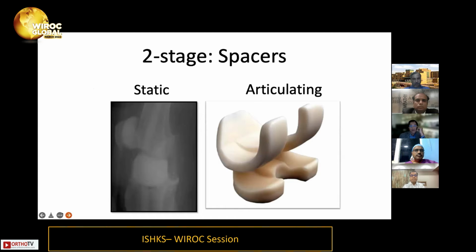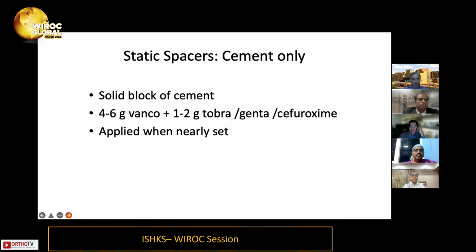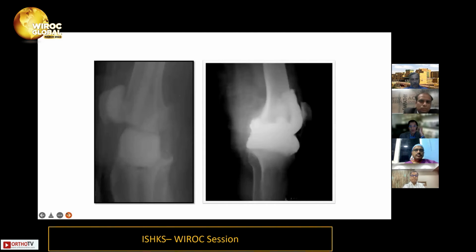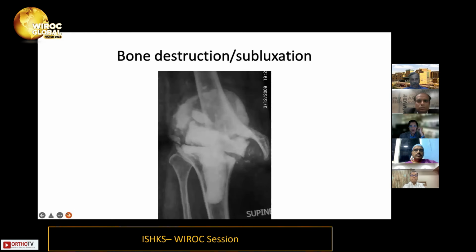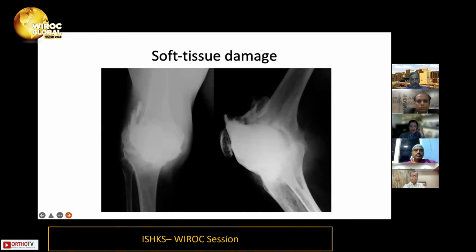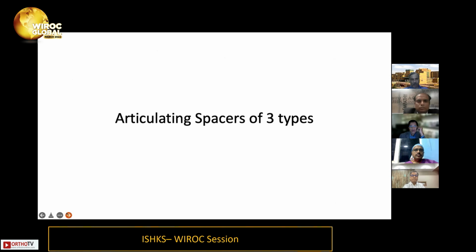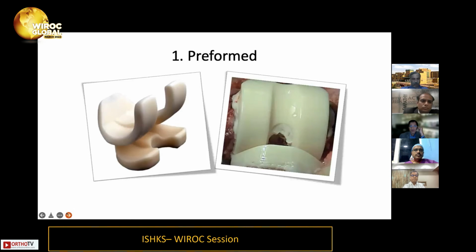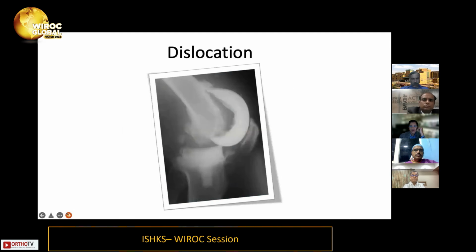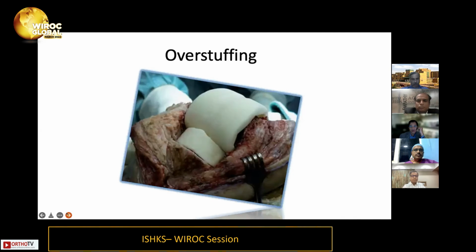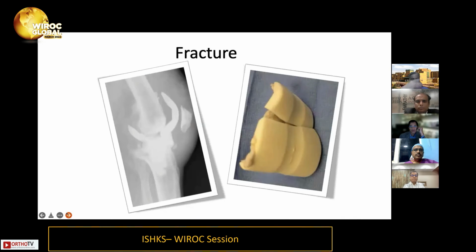A 2-stage exchange is done using a spacer in the interim period. These could be static or articulating. The static ones are a solid block of cement with a huge amount of antibiotics. An example. These can extrude or dislocate, sometimes cause severe bone destruction and even soft tissue damage. Articulating spacers could be pre-formed like these or formed from a mold during surgery, but these can dislocate, they can cause overstuffing or even fracture.